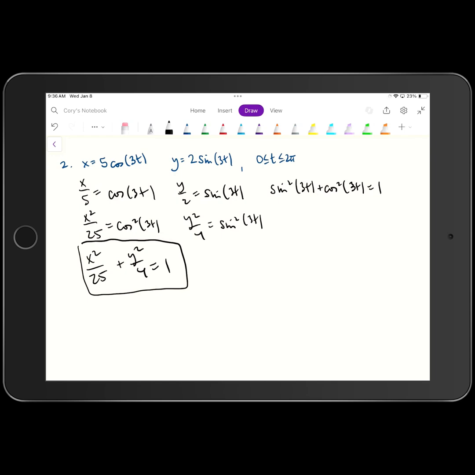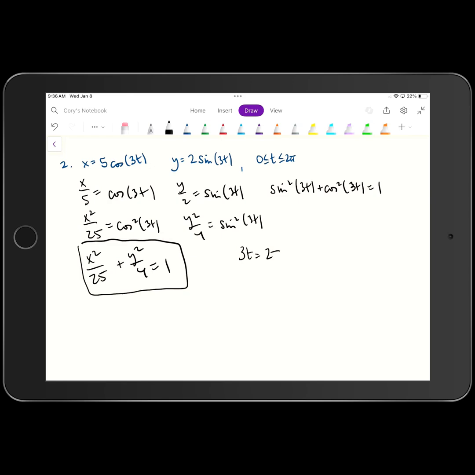However, the graph of this is going to be a little bit different. How the graph is going to be different is, normally when we determine the period of a sine and cosine function, what we do is we set the argument equal to 2 pi.